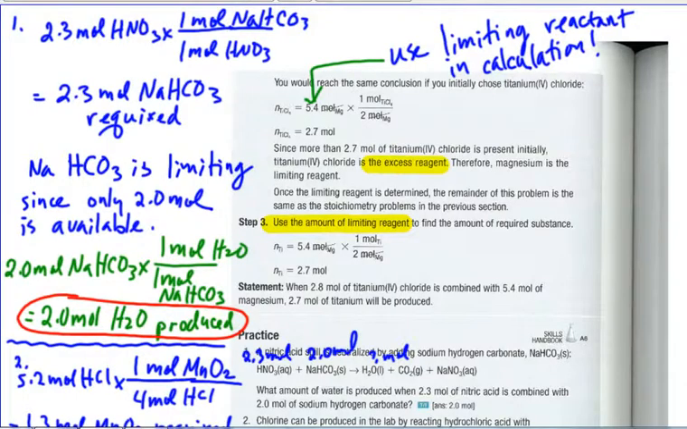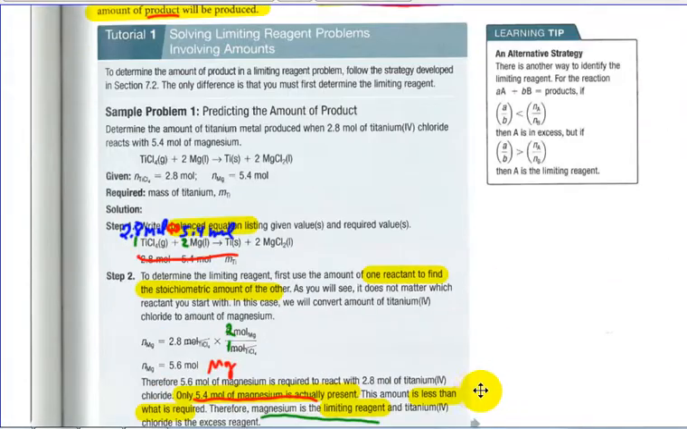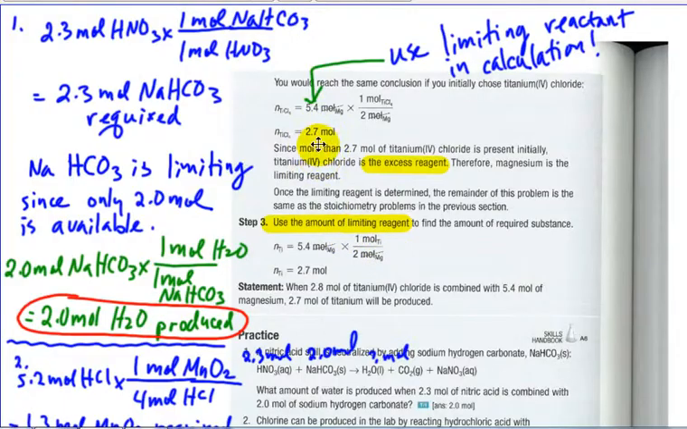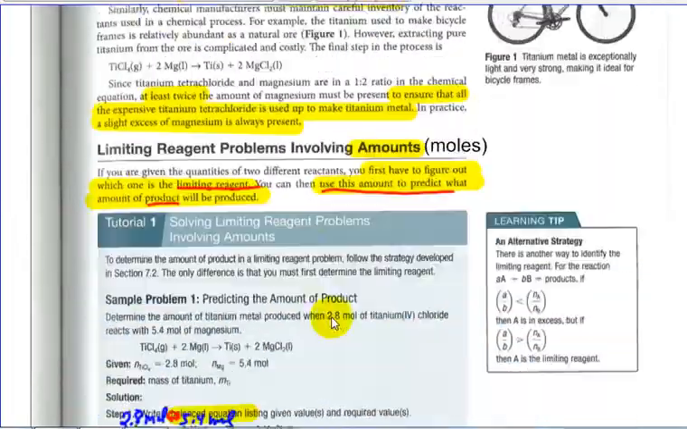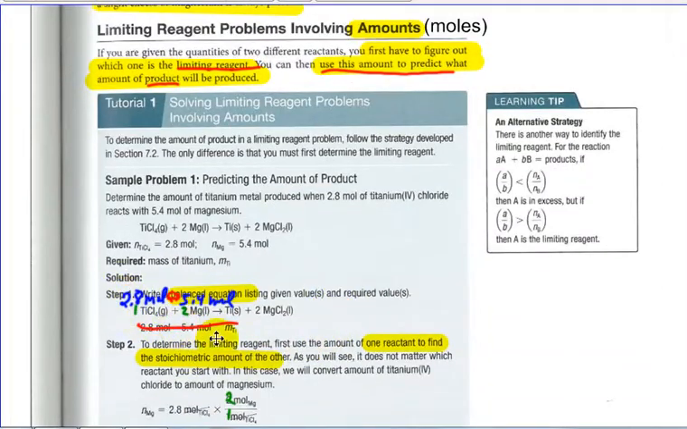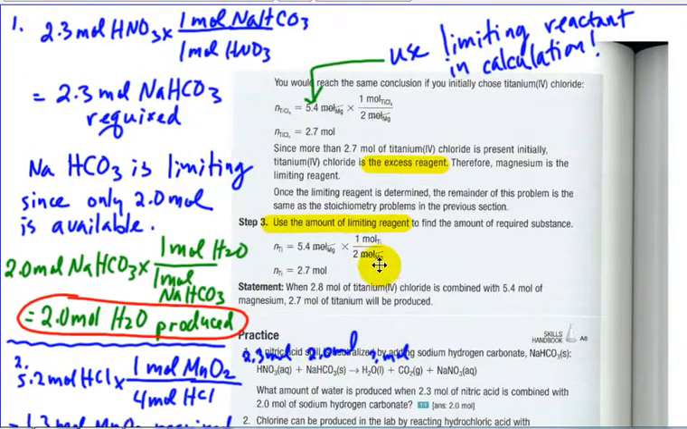Okay, and going on, if I did the reverse there, you would reach the same conclusion. So if we had started off with 5.4 moles of magnesium, it's a 2 to 1 ratio, so I would require 2.7 moles of titanium tetrachloride. And yes, I have 2.8, so I have 0.1 extra. So you can see it doesn't matter which one you start with, you'll get the answer regardless.